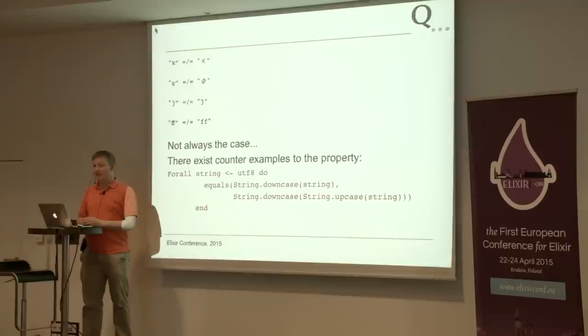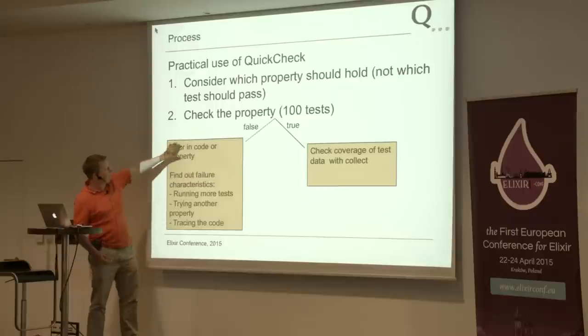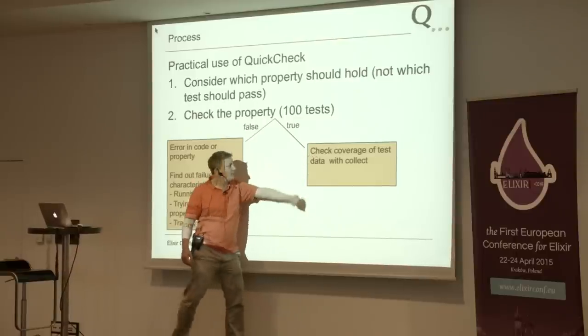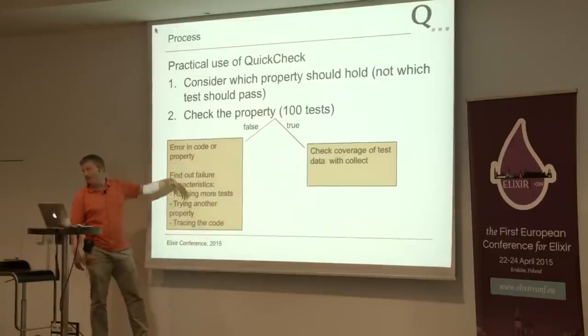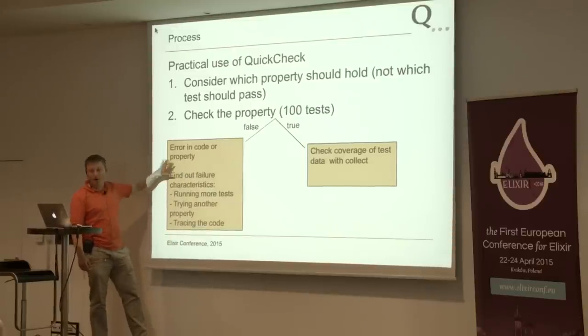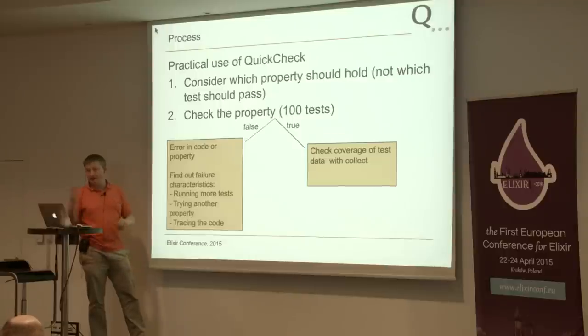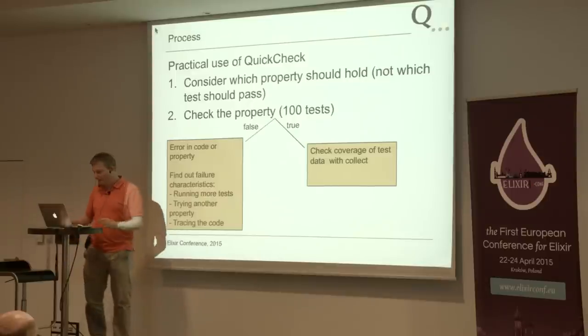So how do we use QuickCheck then in practice? We generate this data, and then we run 100 tests or more. That's just a flag that you can set for how many you want to run. And then you check that the property holds. Either the property holds, and then you really have to check that you did test the right thing, or your property does not hold. And then you have to go into debugging mode to find out why your software isn't holding. Sometimes you run more tests, like I did before, and say, oh yeah, right, you can have those differences. Or you try another property, like we did as well, by changing the uppercase and the lowercase. Or you trace the code and say, this is why things don't work.